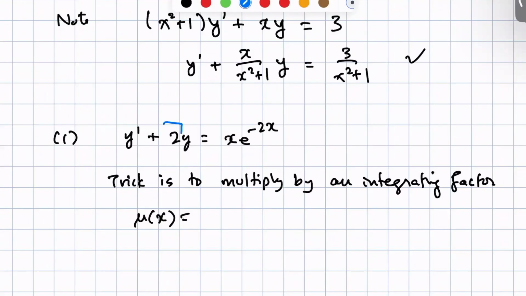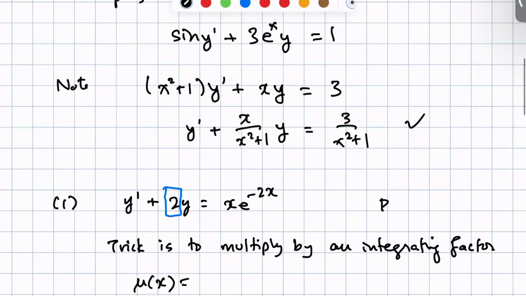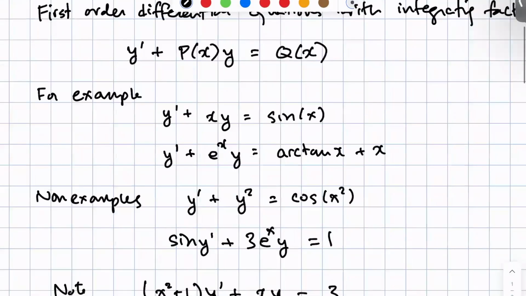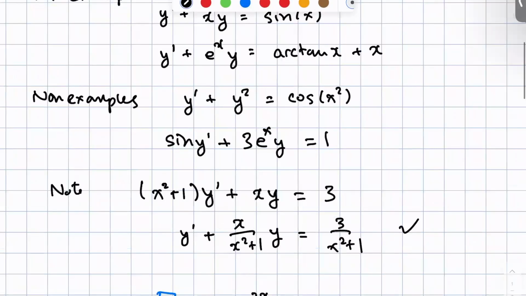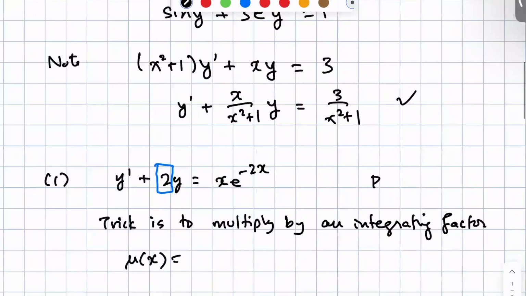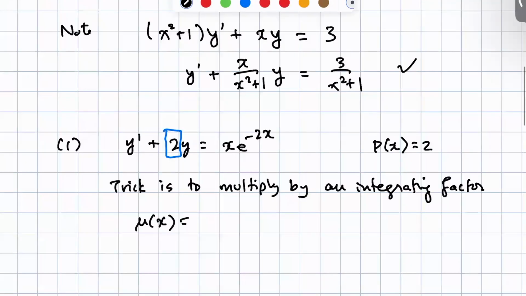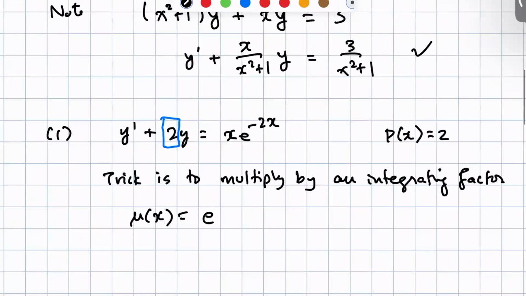You take a look at this object right here in front of the y. Here, the object in front of the y is 2. So in our above rendition right here, this p of x is equal to 2. And so what I want to do is consider e to the integral of p of x dx. And this is e to the integral of 2 dx, which is e to the 2x.